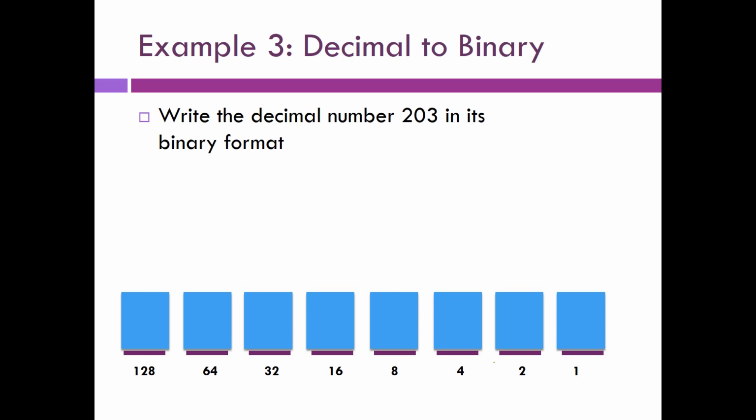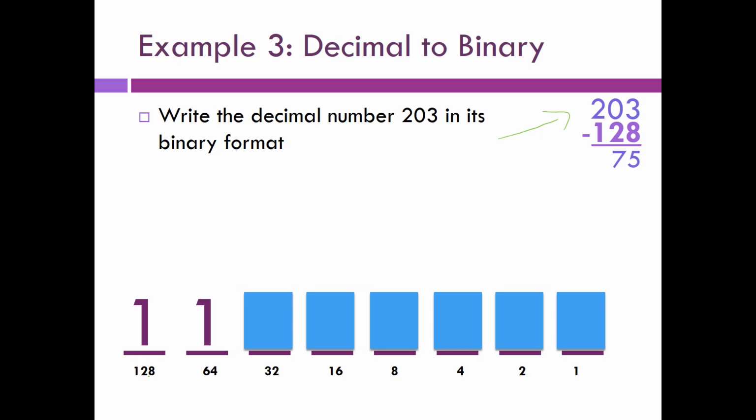All right, our last example here, write the number 203 in a binary format. So we're going to start with 203 up here, as we normally do. We see that 128 will actually fit into there. So we're going to put a 1 there, and we're going to subtract 128. The result is 75. So I can use 64. I'm going to put a 1 in the placeholder, and I'm going to subtract 64. That gives me a remainder of 11.